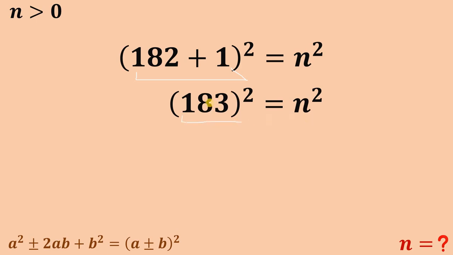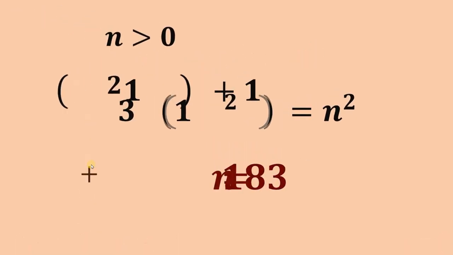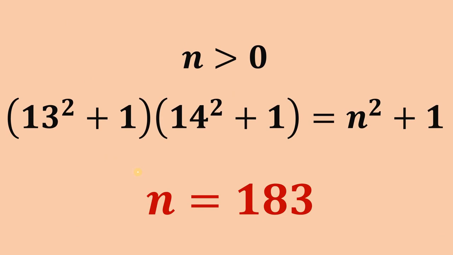If we take the square root on both sides, we get n equals 183. Since n is greater than 0, we take the positive value of n. So n equals 183, and that is our answer to this question. That is the correct answer. So 13 squared plus 1 times 14 squared plus 1 equals 183 squared plus 1. And as always, we are done.